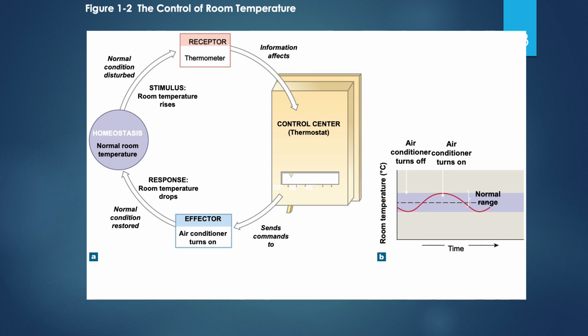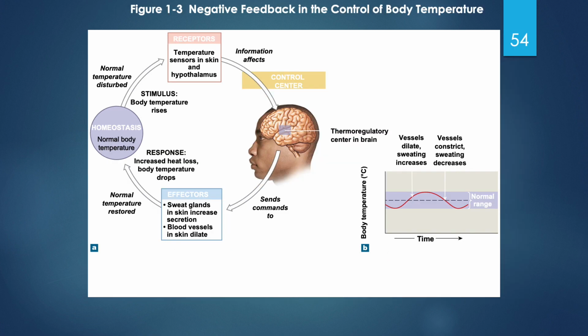Now, alternatively, what could happen is things can get a little too cool, at which point then the air conditioner will realize it's time to turn off. So this whole thing is a circle that goes around in a cycle over and over and over again in order to maintain homeostasis.